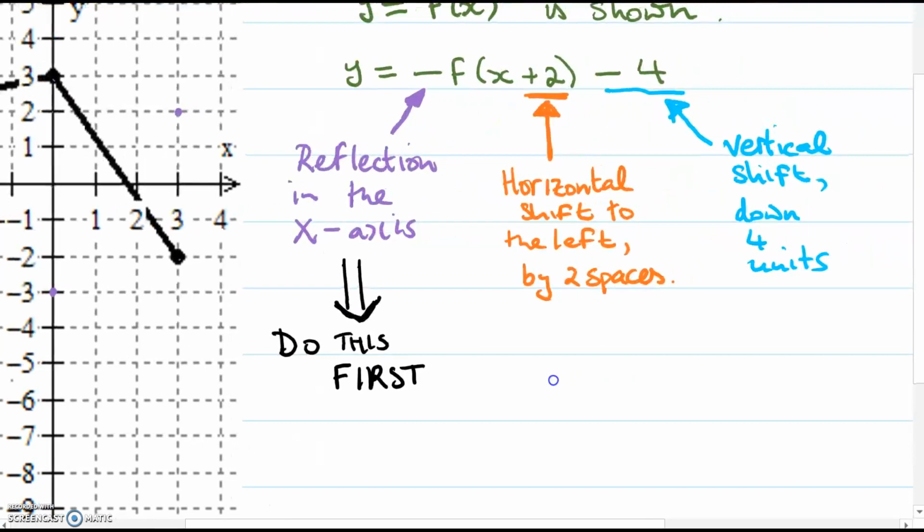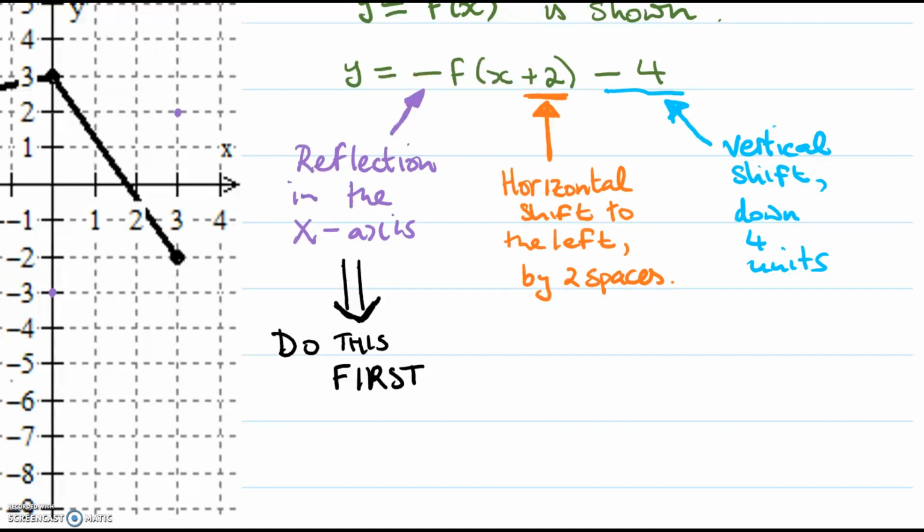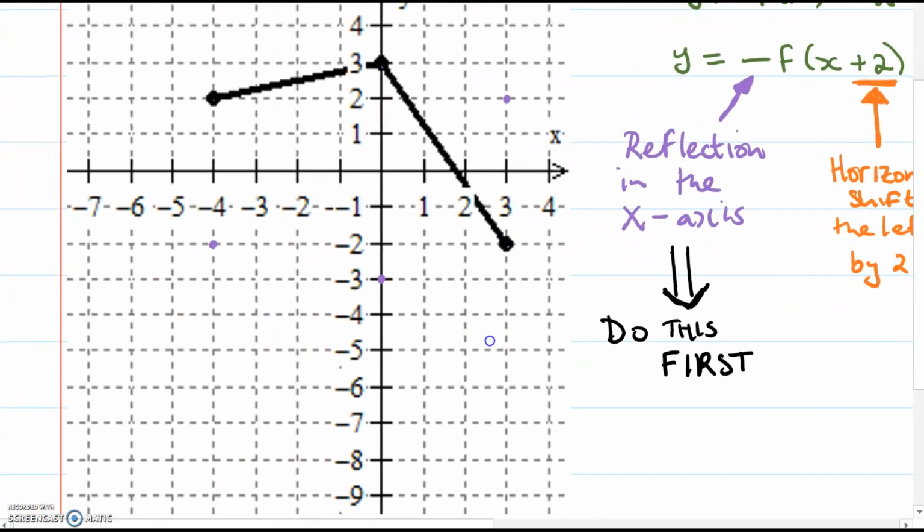So what do we do next? Well, then we do the shifts. The shifts tell us that we're going to go left 2 spaces and then down 4 spaces. We can do both of these shifts at once, and it doesn't matter the order that you do them in, but we'll use a blue pen to show where the final spot is going to be for each of the points. So remember, for every one of those purple points, we're going to take it 2 to the left and then down 4.